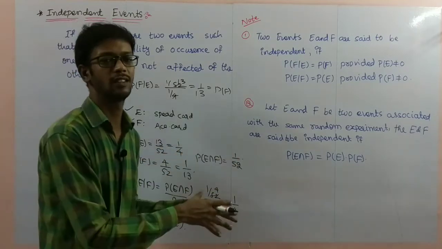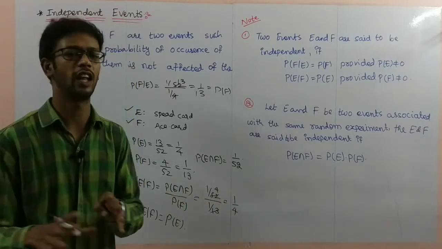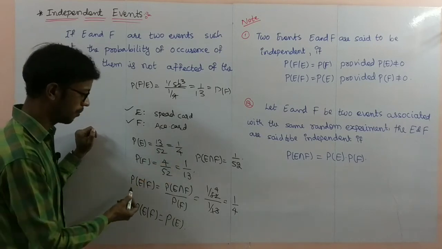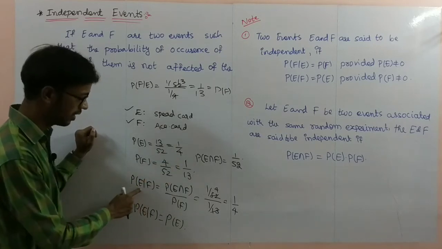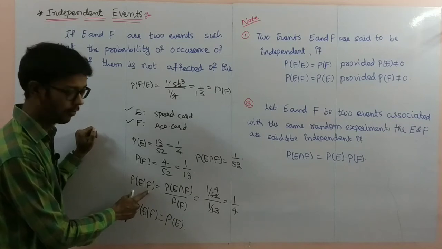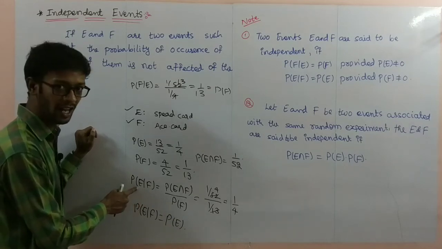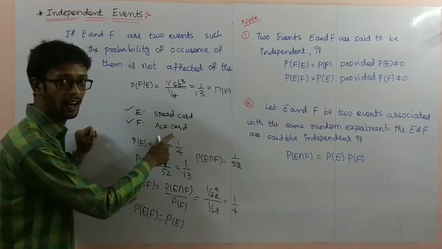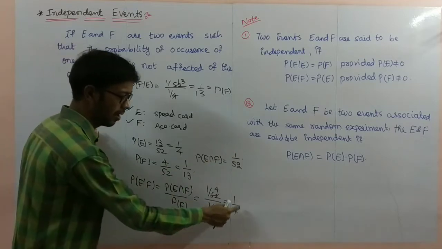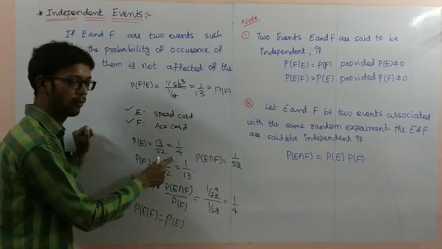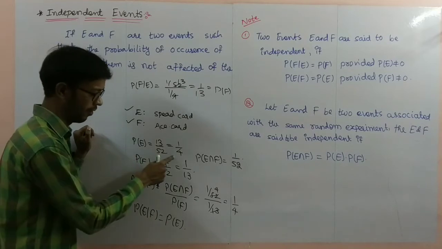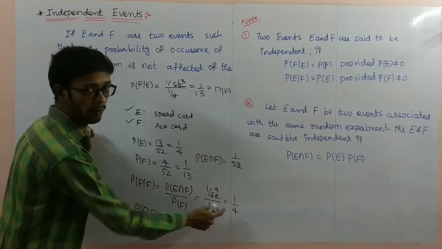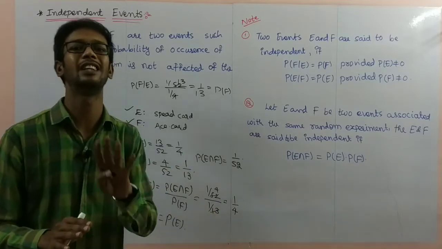You observe spade card selection and ace card selection. There is no effect. You observe here probability of E is 1 by 4 and probability of E by F. E by F means already F occurred. We are finding probability of E when F has occurred. When F has occurred, ace card selection is completed. That time it is 1 by 4. Here also 1 by 4. Probability of E is 1 by 4, probability of E after completion of F is also 1 by 4. So there is no effect by F.